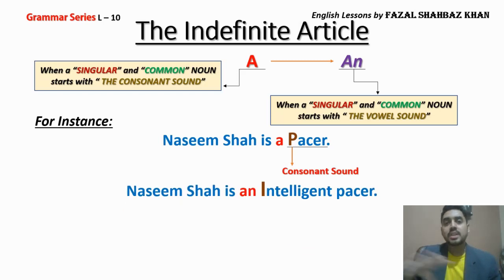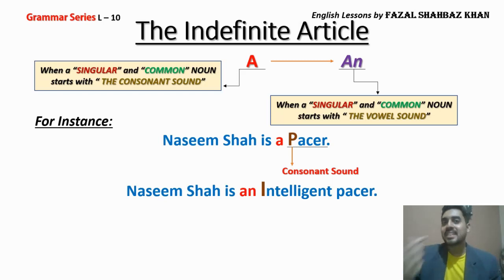Now to read it like an Englishman, it would go like, Nasim Shah is an intelligent pacer. Now removing the jerk, it's not "an intelligent" with a stress, as you already heard in the previous lecture. It's "an intelligent", reading it without giving any kind of stress in between.